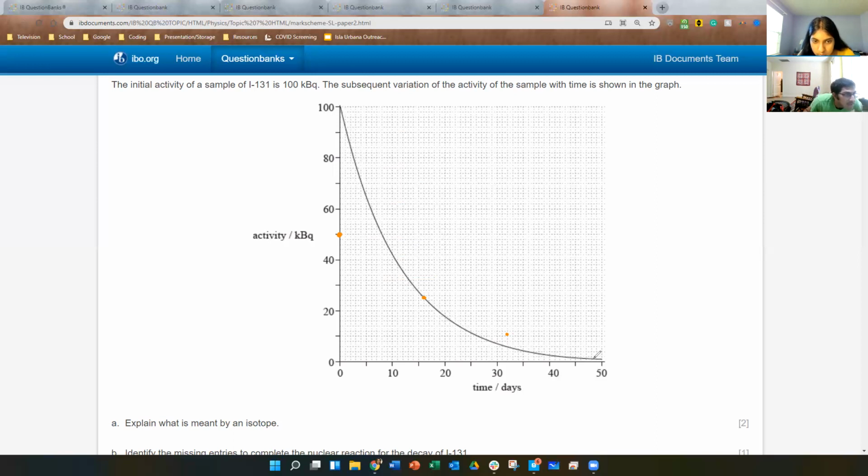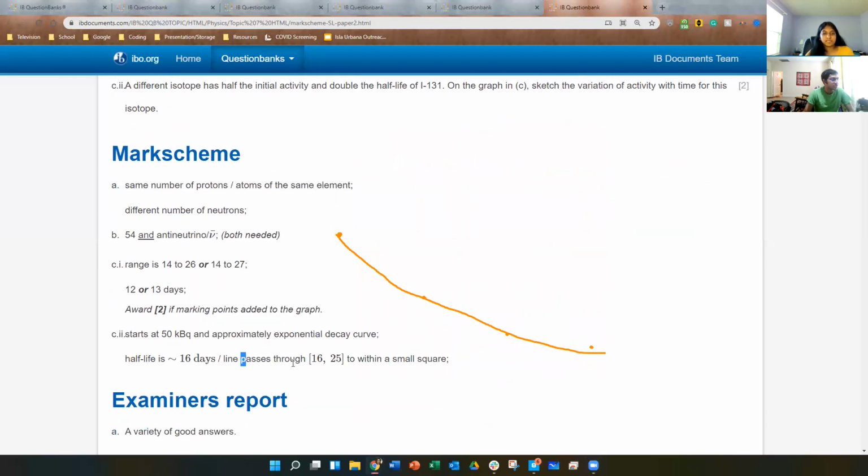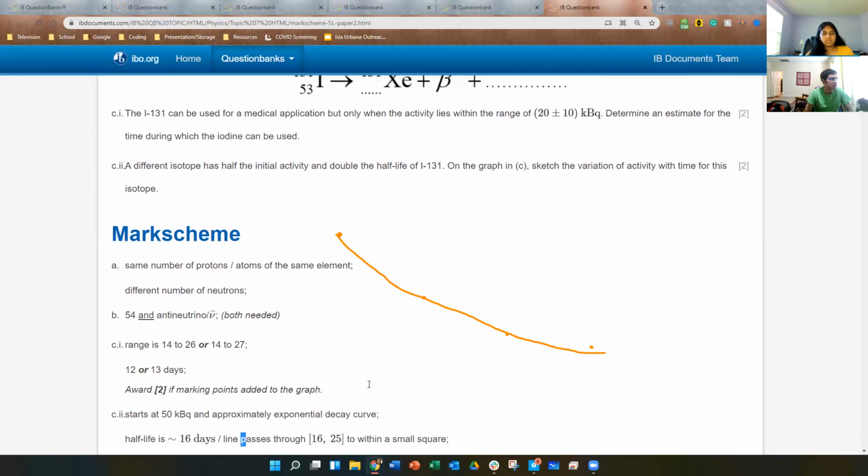So that's about 6, basically. 2, 4, 6. This line. Yeah, the straight edge is going to be super helpful. They made the scale weird, because the bottom is on a scale of 50. Yes, you get the point. Half-life is 16 days, line passes through 16, 25 within a small square.